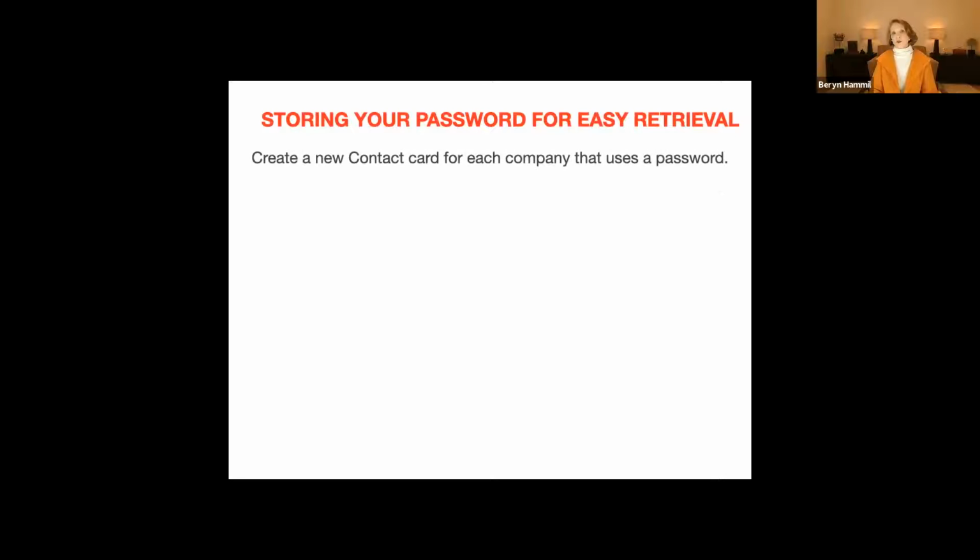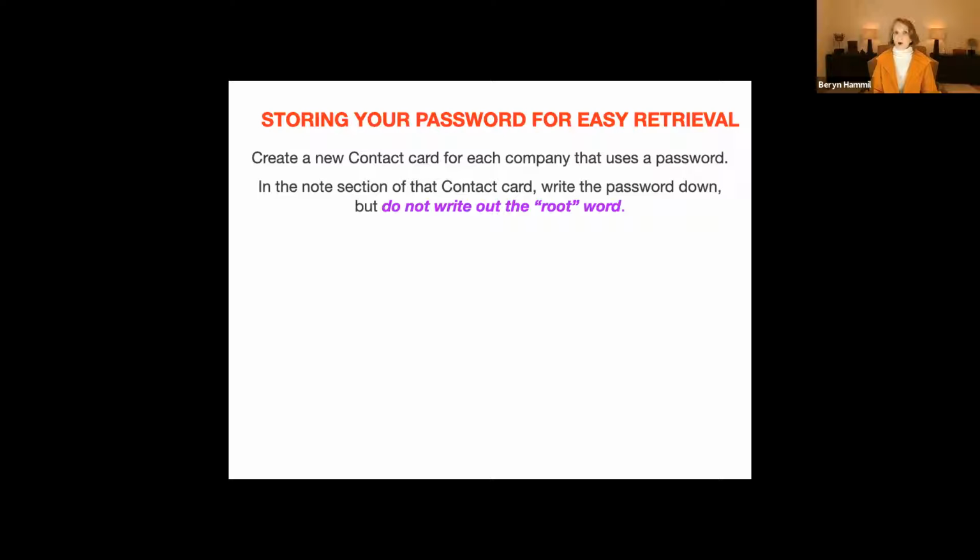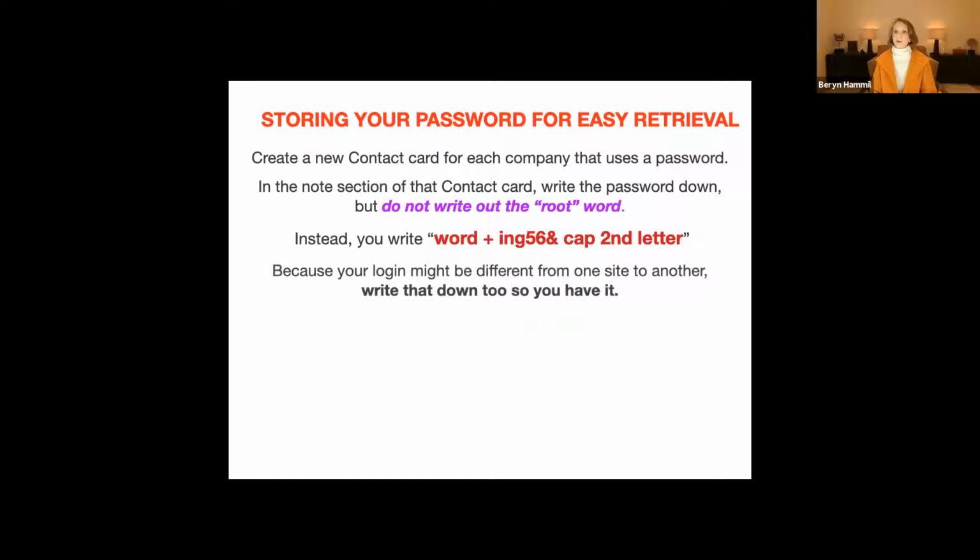And now let's talk about how to store your password for easy retrieval. What you do is create a new contact card in your Contacts app for each company that uses a password. In the notes section on the bottom of the contact card, write the password down, but do not write the root word. Instead, you write it this way: word, W-O-R-D, plus ing 56 ampersand, and then a note to self that says cap second letter, which we know to be that L. Because your login might be different from one site to another, write that down so you have it.